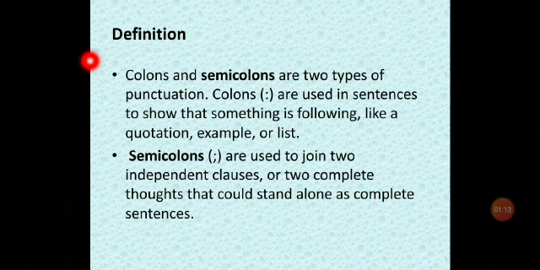And what is the use of semicolon? Semicolon, and what is the sign of semicolon? A dot and a comma are used to join two independent clauses or two complete thoughts that could stand alone as complete sentences.